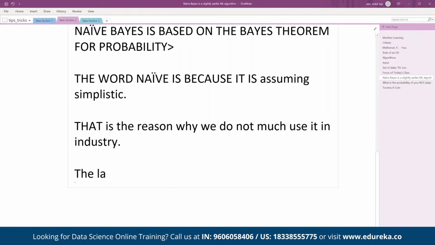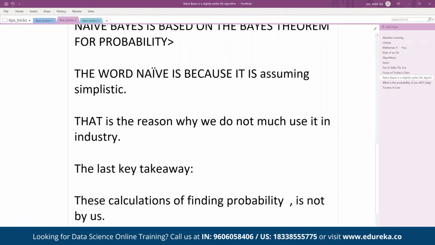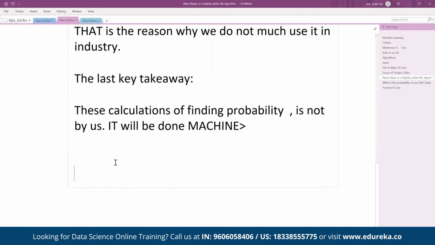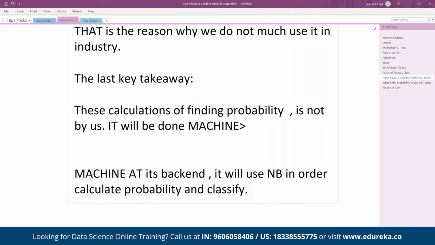Okay, the last key takeaway for you is that these calculations of finding probability are not done by us. Who will do this? It will be done by the machine. That's why it's a machine learning algorithm. But what are we understanding? That the machine, at its back end, will use Naïve Bayes in order to calculate probability and say or classify. Are you all understanding? When you tell the machine to please use the Naïve Bayes theorem, it will do the calculations which I just showed.